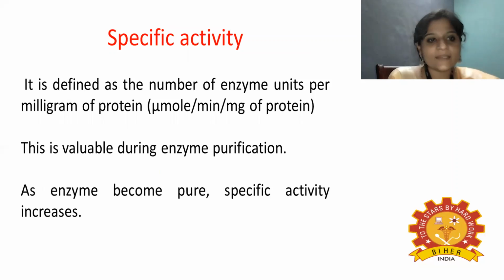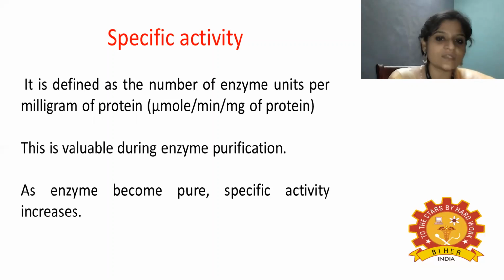What is specific activity? Specific activity is defined as the number of enzyme units per milligram of protein, that is micromole per minute per mg of protein. So specific activity is nothing but the number of enzyme units acting for the conversion of substrate into product. This is valuable during enzyme purification.